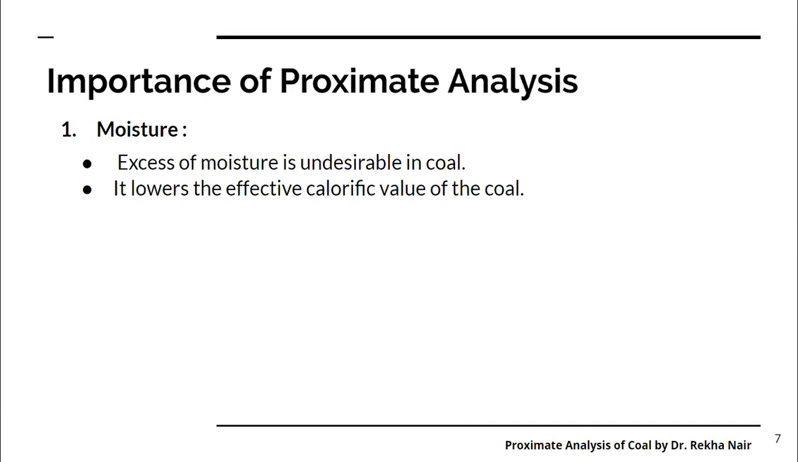As I have discussed earlier in previous videos, calorific value is nothing but the amount of energy liberated during heating of 1 unit mass or volume of the fuel taken. So here the coal is a fuel. When 1 gram of coal is heated, the amount of energy liberated is the calorific value. So it lowers the effective calorific value, meaning it releases less energy. So the quality is lower.